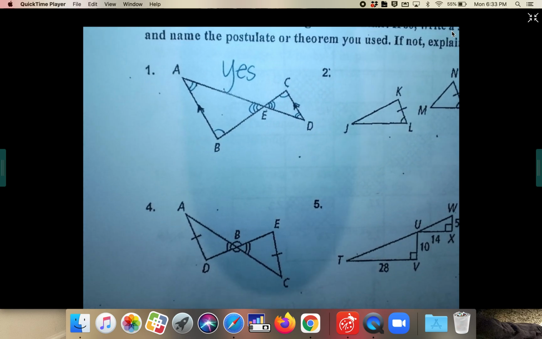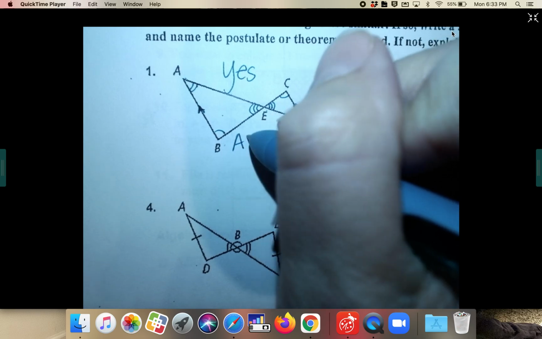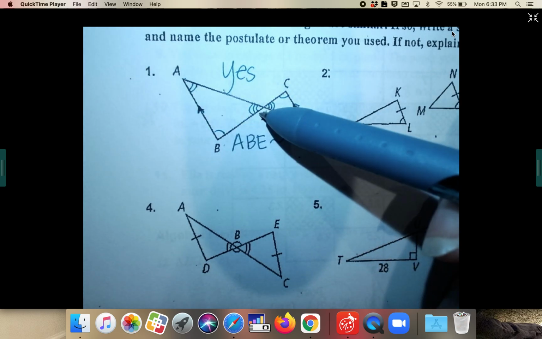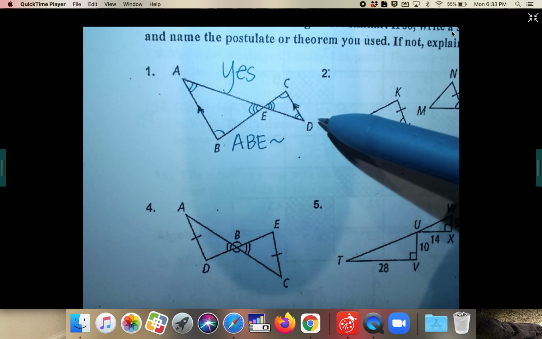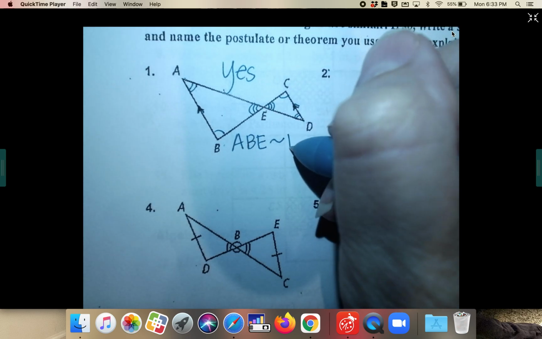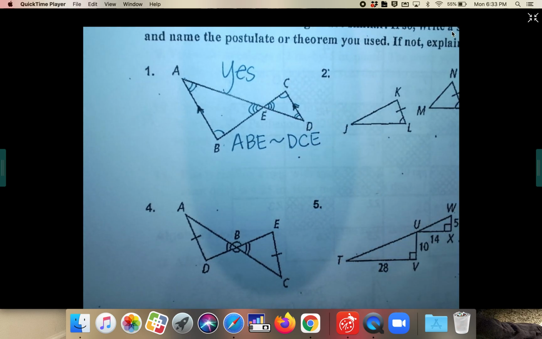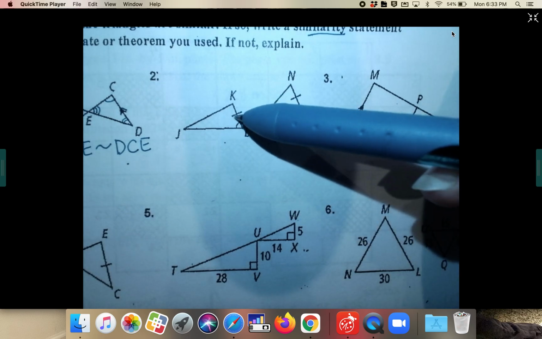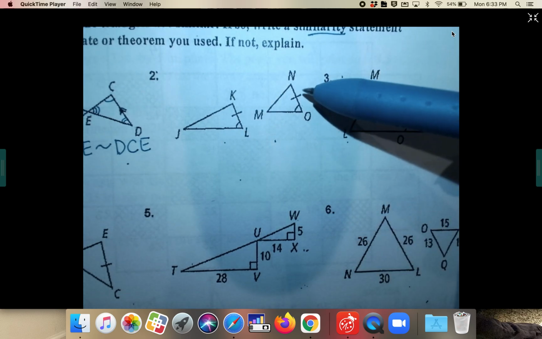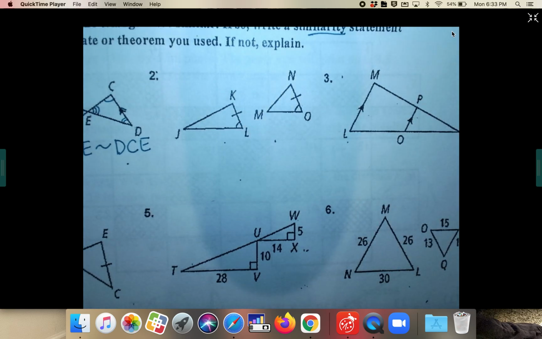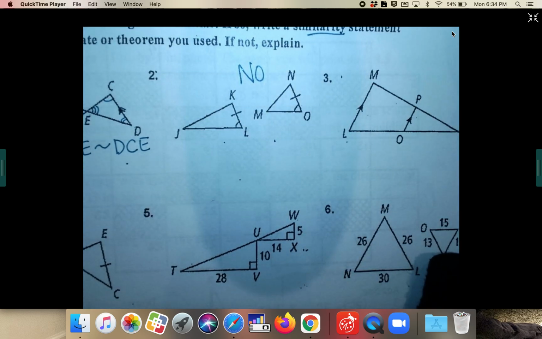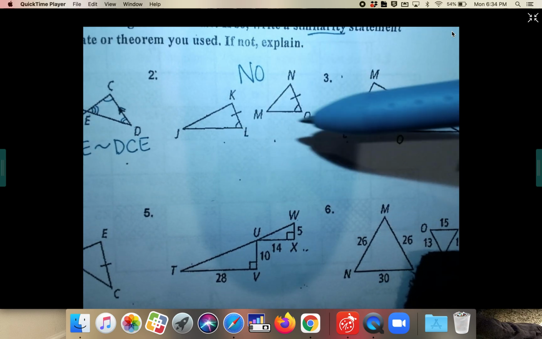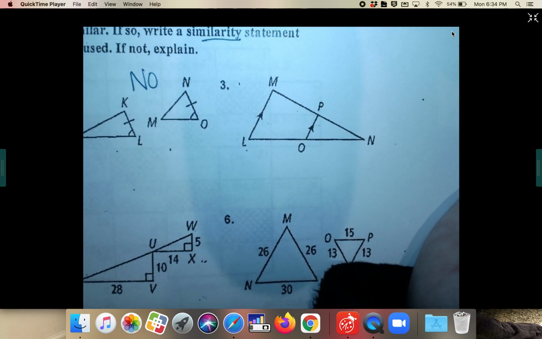So the similarity statement would just be ABE is similar to, I went from the 2 to 1 to 3, so I'm going to go from the 2 to 1 to 3. So DCE. Okay, number 2, I see an angle on each and I see a side length on each, but that's it. And actually, I can already tell just by looking at them that these are not similar. So these are not similar because we don't have angle angle similarity, we don't have side angle side, we don't have angle side angle, we don't have any of those proving triangles congruent or similar.